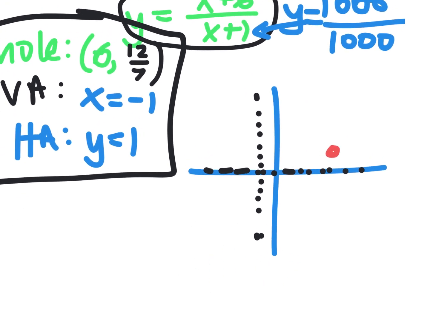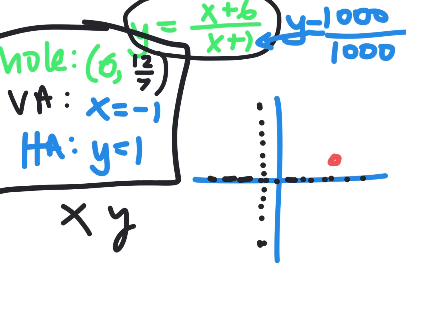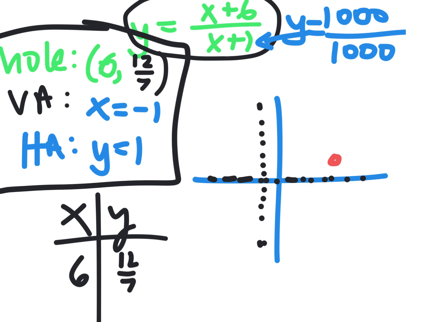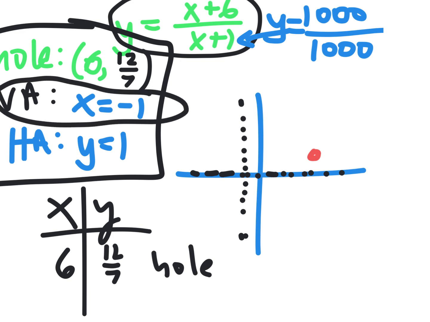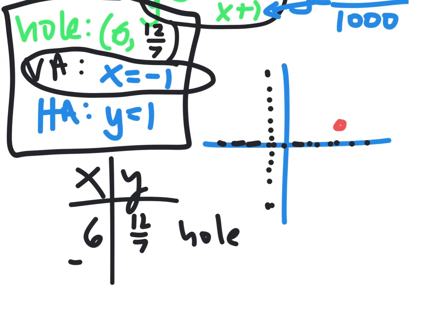So I personally would just make an XY chart. I would put that hole on my chart, 6, 12 sevenths, and make a designation that it's a hole. And then I would get points around the asymptote. Because see, x equals -1 was a key moment. And if I had spots to the left of that and to the right of that, that would be good. So putting in -2 would be smart, and putting in 0 would be smart, just on either side of the asymptote.